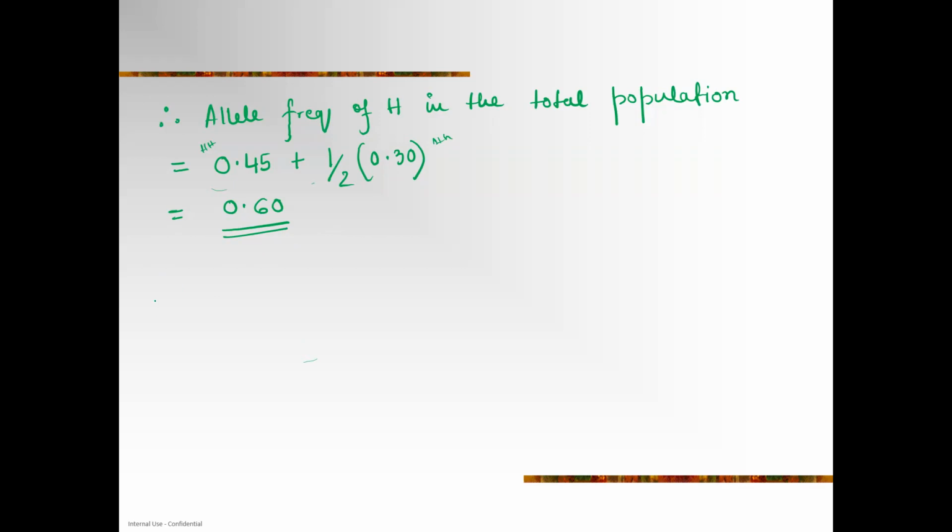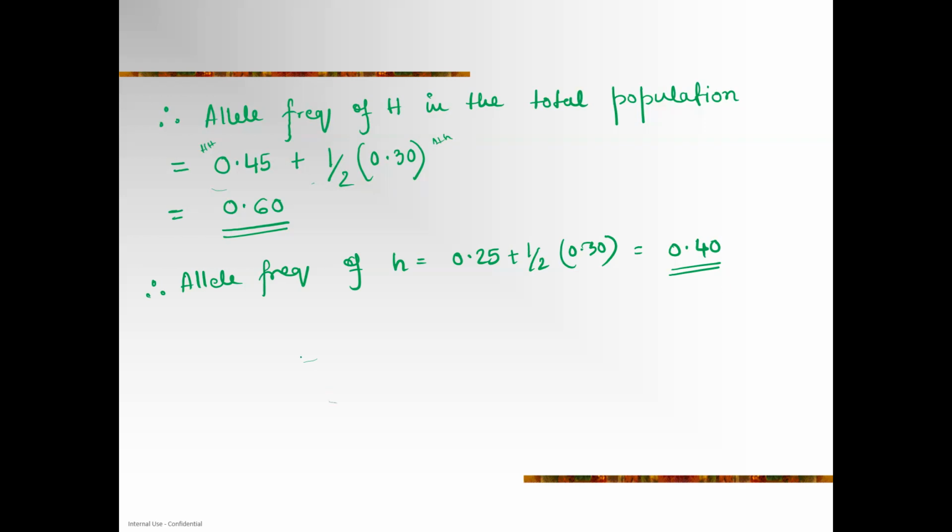This is one part. What is the next part? Therefore, the allele frequency of small h is equal to what? 0.25 plus half of 0.30. Agree? Which is equal to 0.40. Right? This is the allele frequency of the recessive one.